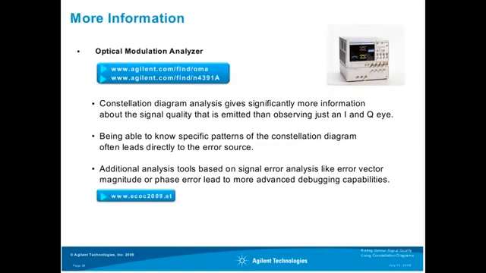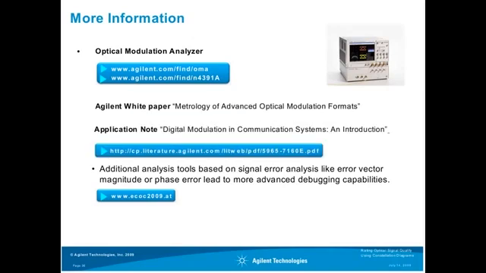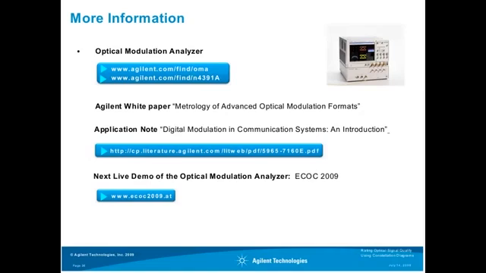So now I have shown you several examples of impairments that could influence the constellation diagram, and I have shown you also the root cause of this, and all these examples were measured with an optical modulation analyzer. And if you would like to have some more information, you can look here at our web pages.